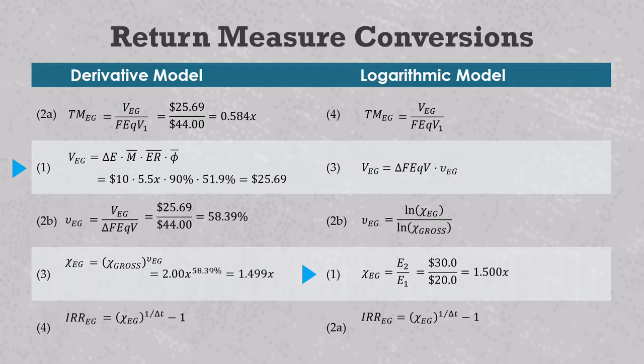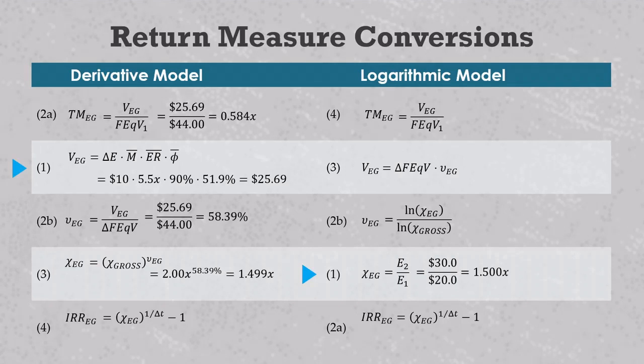Raising the deal's 2.00x gross multiple to the power of 58.39% gives us an EBITDA growth equity return multiplier of 1.499x. And as promised, this is really close to the logarithmic model number that you get when you simply divide exit EBITDA of 30 by entry EBITDA of 20.